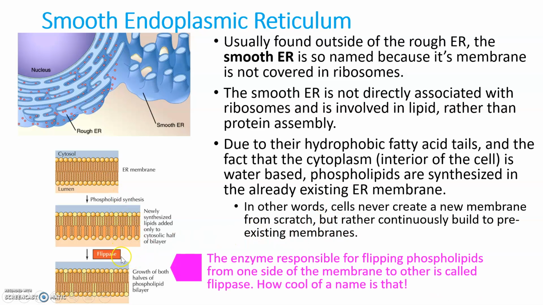So, a kind of cool enzyme called flippase, which flips phospholipids from one side of the membrane to the other. So you see here, new phospholipids are only ever made on one side of the membrane. And so it's an enzyme called flippase, which I think is a really cool name, that flips those phospholipids to the other side. So you always have equal amounts on both sides.